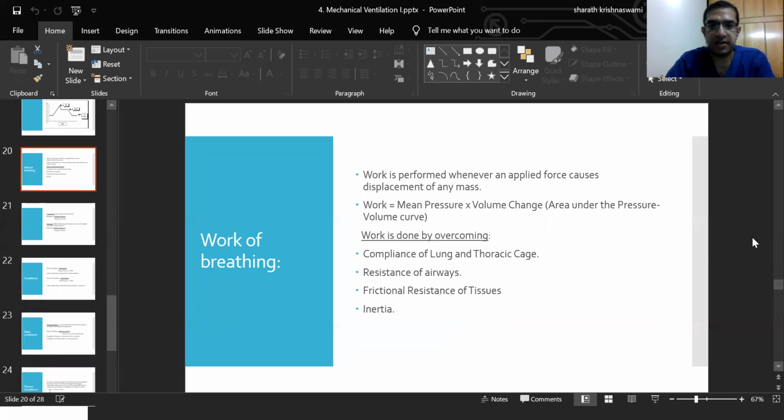Now, what is work of breathing? Work is performed whenever an applied force causes a displacement of any mass. It is given by the equation work is equal to mean pressure into volume change, which is the area under the pressure volume curve. Work is done by overcoming the compliance of the lung and the thoracic cage, the resistance of the airways, and the frictional resistance of tissues and inertia.